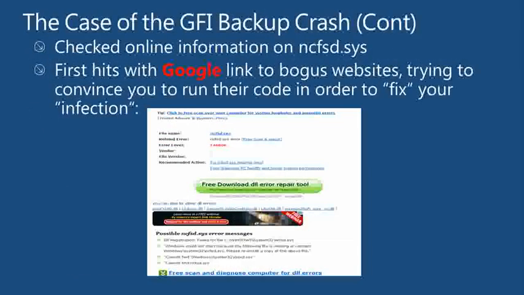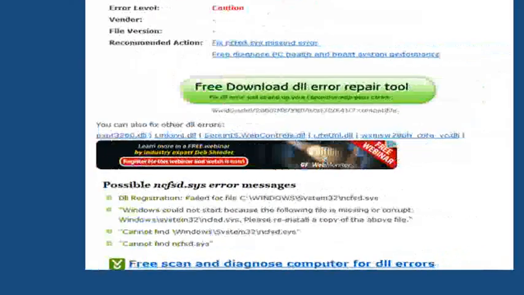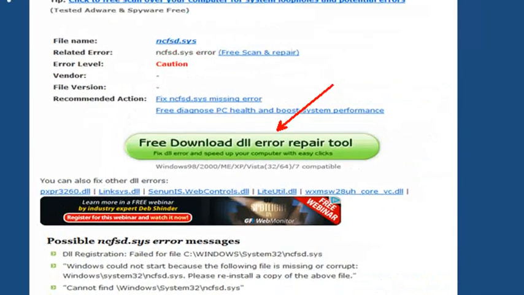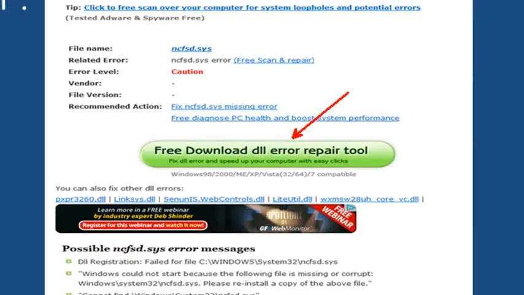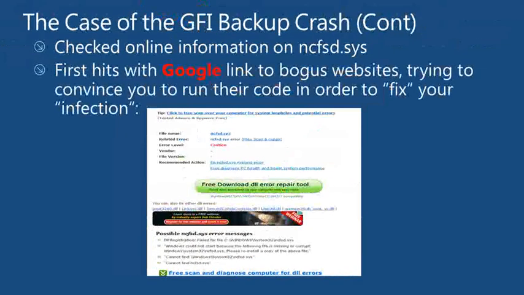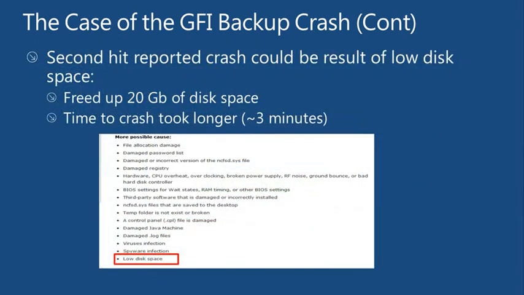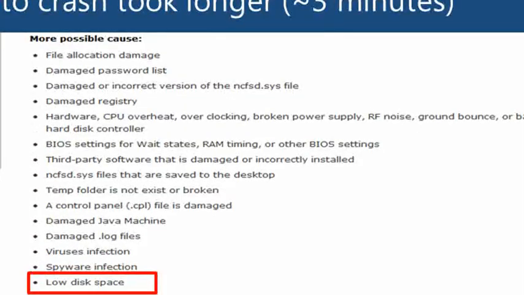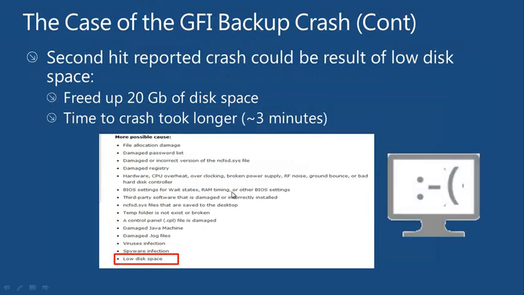Now, what is that driver? Well, he goes and does a web search using Google, and he runs into this. It's an NCFSD error. Well, here's what you should do: download this DLL fixer, and everything will be taken care of. So that's Google for you. So what about the second hit? It says the crash could be the result of low disk space, file allocation damage, damaged password list, damaged or incorrect version of the NCFSD file, damaged registry, hardware CPU overheat. The only thing that's missing on here is my computer's mad at me.